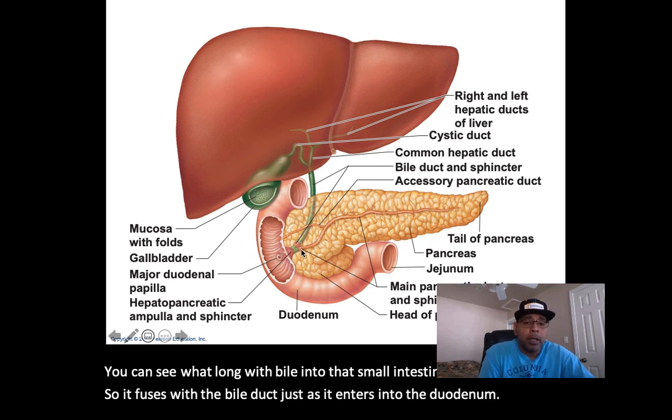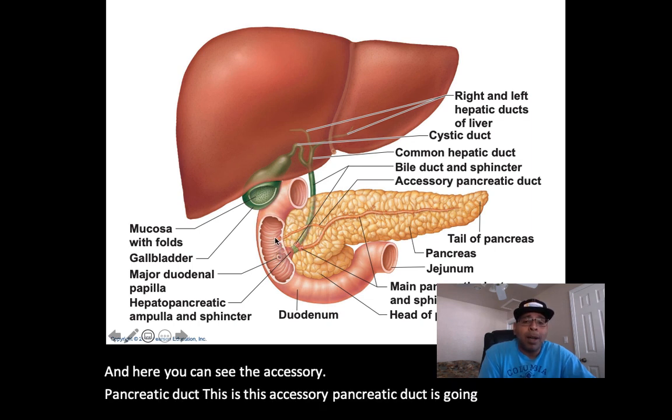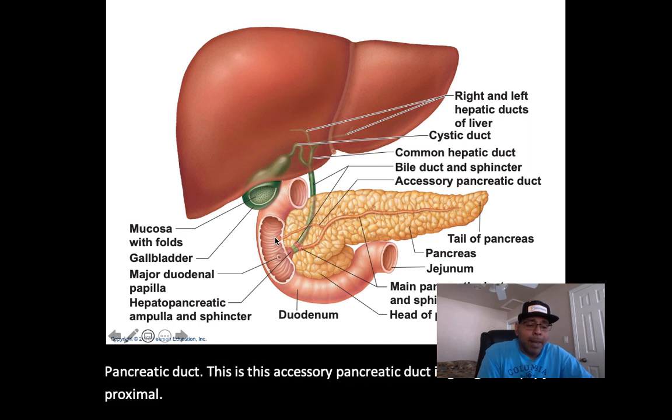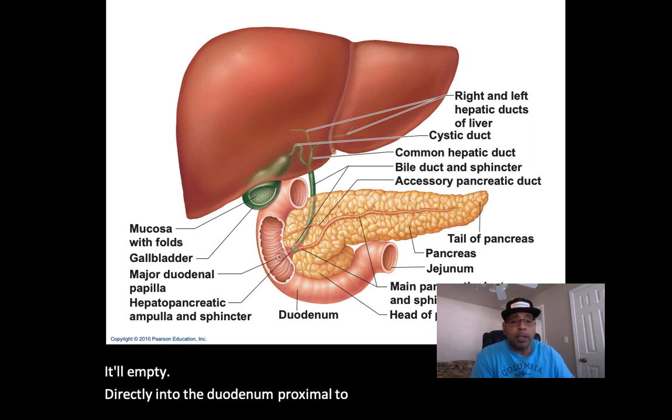And here you can see the accessory pancreatic duct. This accessory pancreatic duct is going to empty directly into the duodenum, proximal to the main duct.